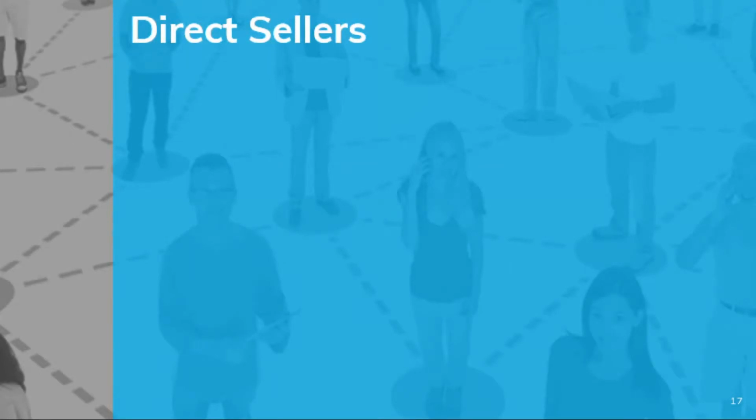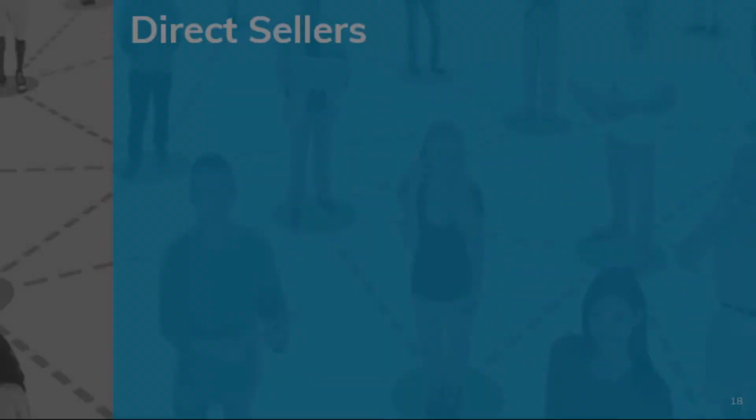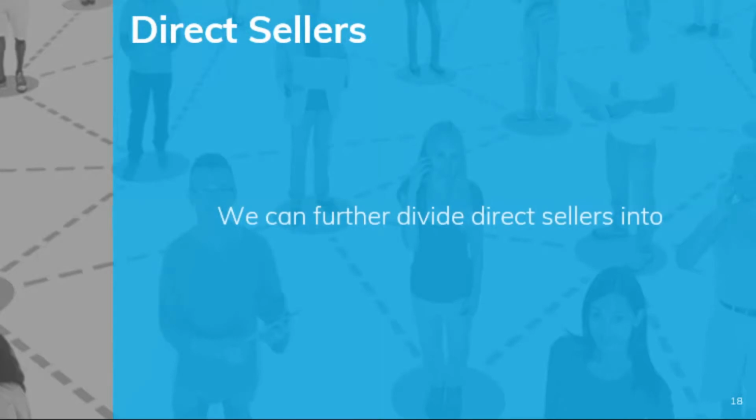Okay, here we go. Number 1, direct sellers. What are direct sellers? Direct sellers, such as online retailers, sell products or services directly to the customer via website. So most of us experience this. Okay. Then we can further divide direct sellers into 2 categories. What are these? These are your e-tailers. Okay, these are the e-tailers. We're gonna talk about them in a little while. And we have the manufacturers.